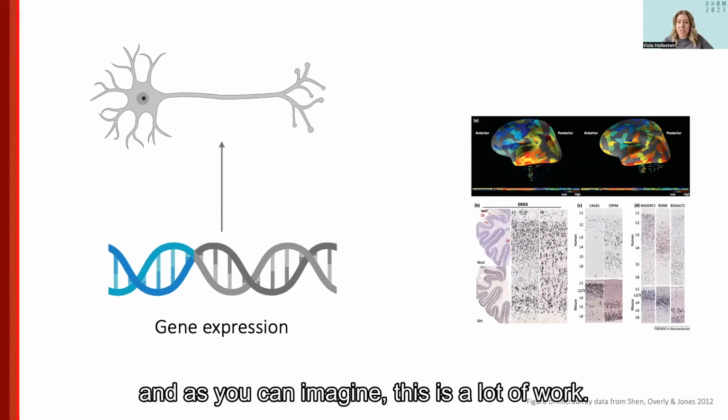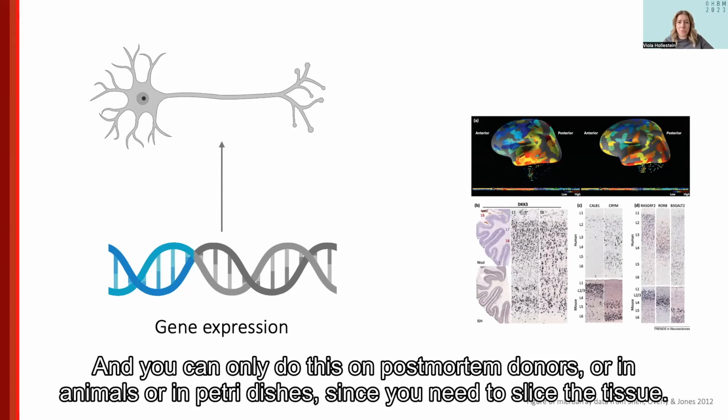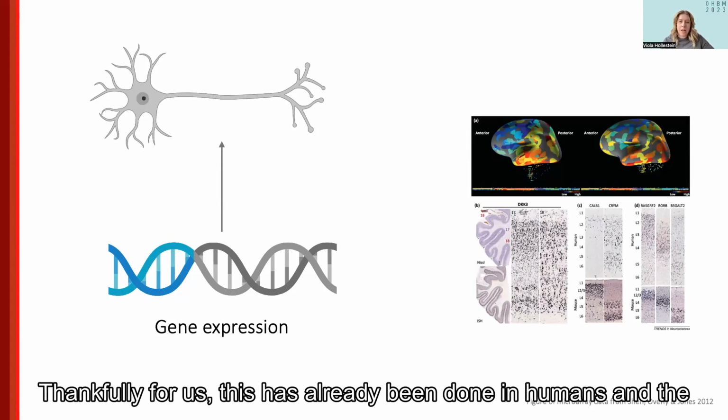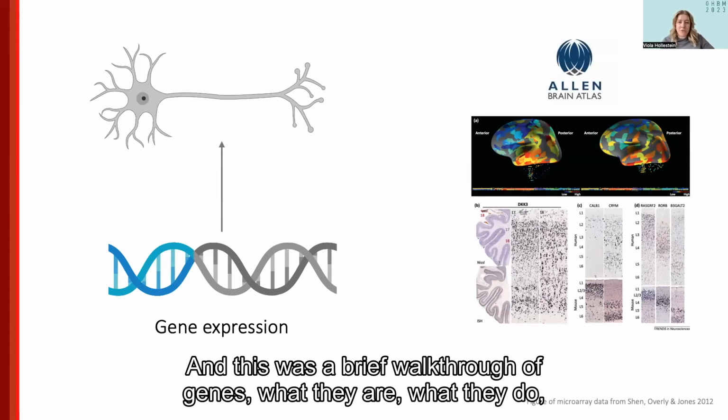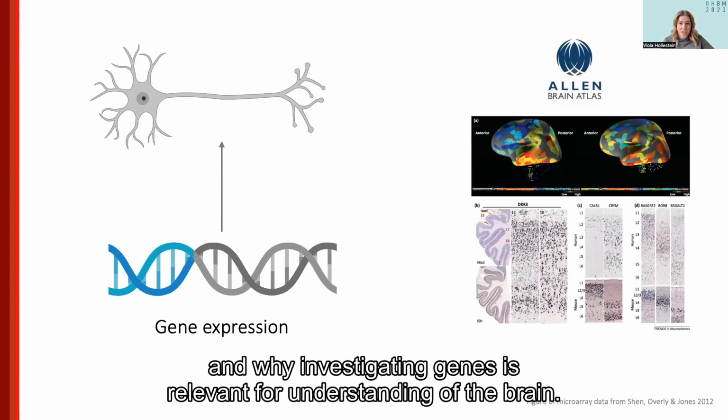And as you can imagine, this is a lot of work. And you can only do this on post-mortem donors, or in animals or in petri dishes, since you need to slice the tissue. Thankfully for us, this has already been done in humans, and the Allen Human Brain Atlas has this data freely available from 6 donors, which we will use later. And this was a brief walkthrough of genes, what they are, what they do, and why investigating genes is relevant for understanding the brain.